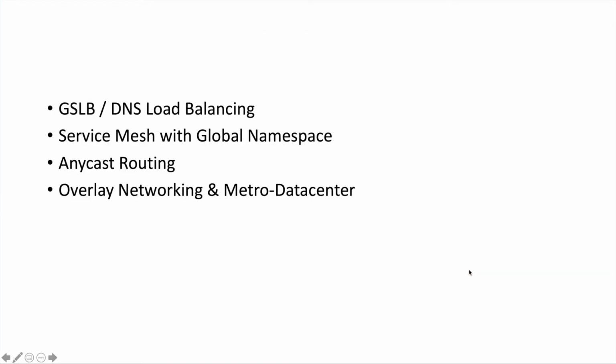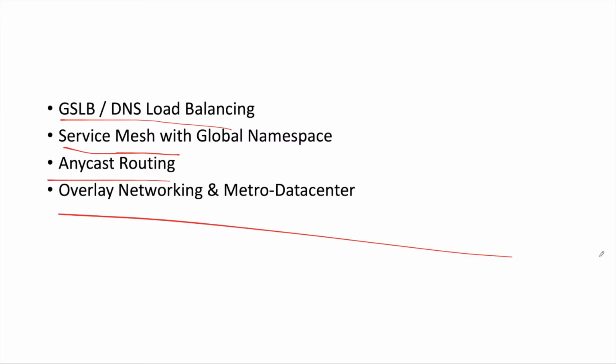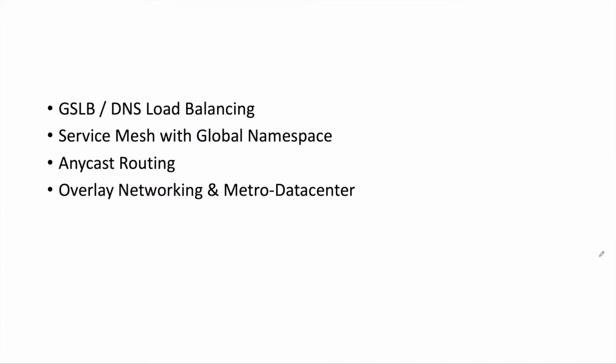The 4 different designs that we're going to discuss: a DNS-based approach to load balancing between multiple data centers. We're going to be talking about a really cool system called Tanzu Service Mesh and this idea of a global namespace that also enables us to load balance traffic between multiple physical infrastructures. We're going to be talking about Anycast routing, and then finally, we're going to be talking about overlay networking and data center clustering, or Metro-Datacenters.